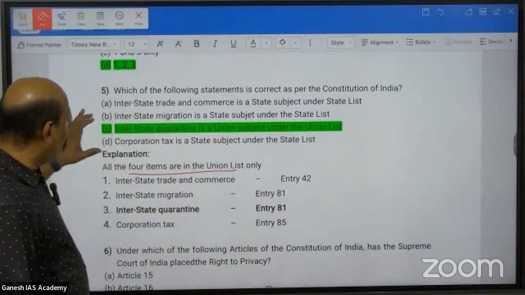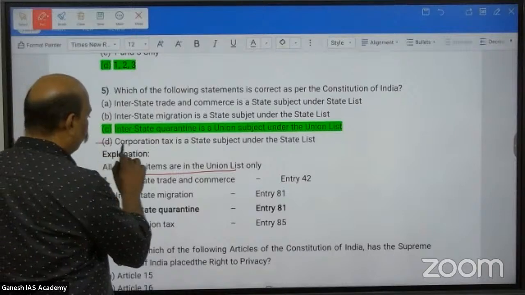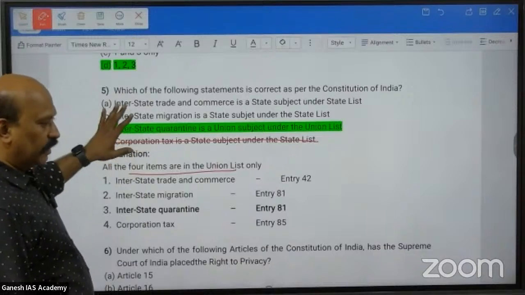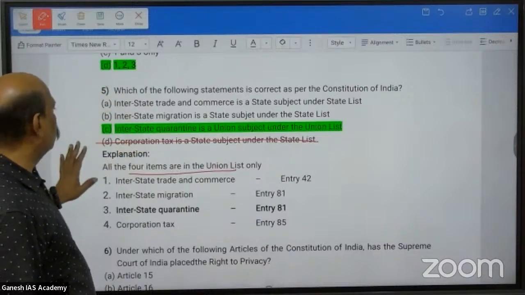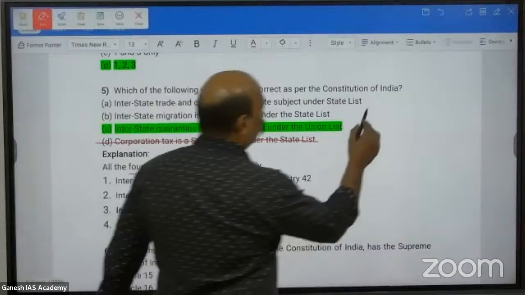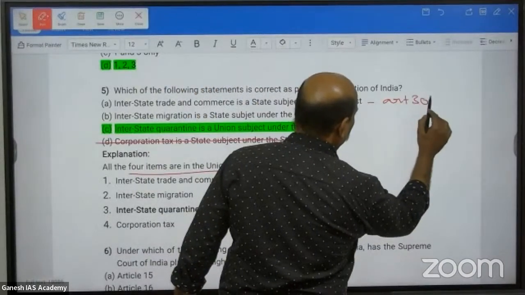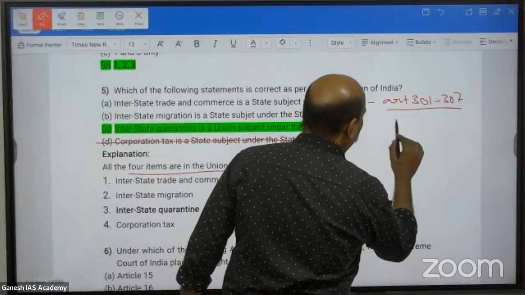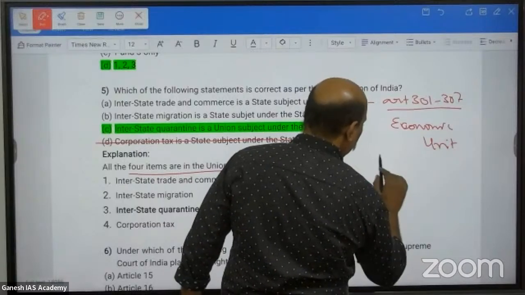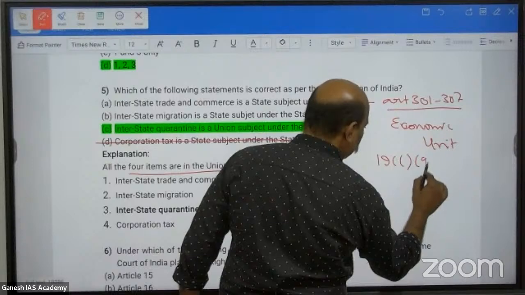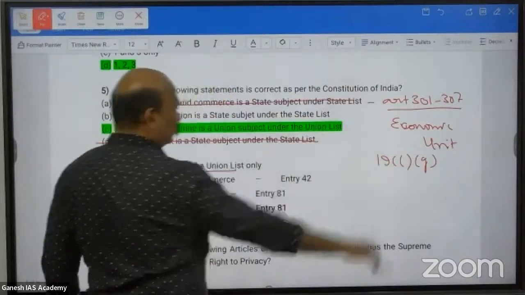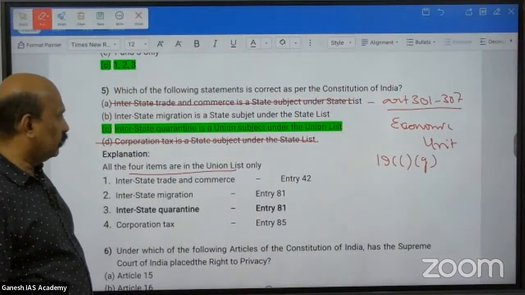Corporation tax, see, anybody who is smart enough must have eliminated this at the first, because corporation tax is income tax. So anything relating to income tax will be the union subject. And interstate trade and commerce cannot be in the state list because of Articles 301 to 307. They try to knit India into one single economic unit. So this is relating to Article 19(1)(g). So if you are smart enough, you should have eliminated this also. This cannot be in the state list, right?